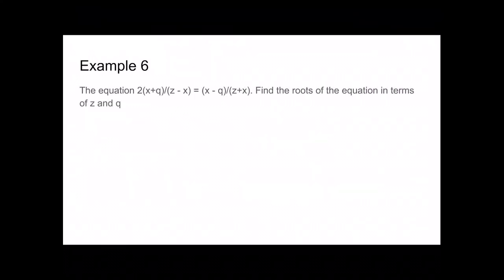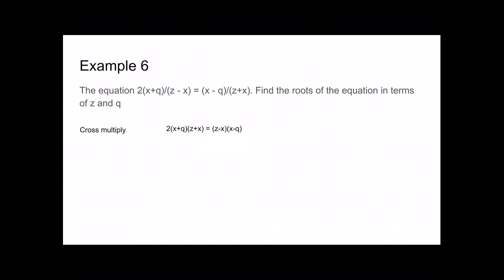Alright, example 6. The equation 2 times x plus q divided by z minus x equals x minus q over z plus x. Find the roots of the equation in terms of z and q. Alright, for this question, the first thing we're going to do is cross multiply, okay? Because these two are equal, we're going to say that the numerator times the denominator of the other side is equal to the denominator of one side times the numerator of the other side. So basically it should be going in diagonals, and then you should find that those two are equal to each other. So basically what I'm trying to say is cross multiply.